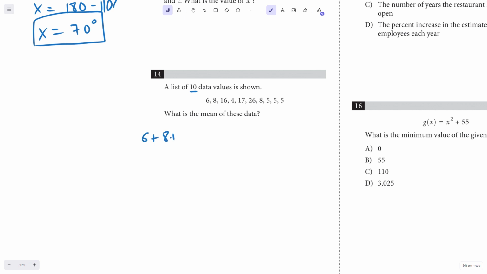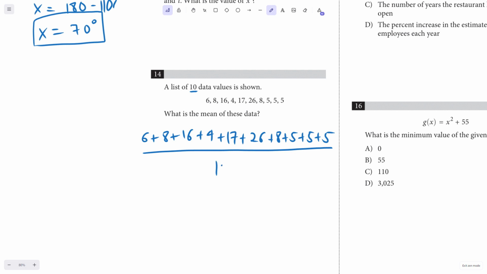6 plus 8 plus 16 plus 4 plus 17 plus 26 plus 8 plus 5 plus 5 plus 5 divided by 10. So I'll just plug them in my calculator and get back to you right when I solve them.